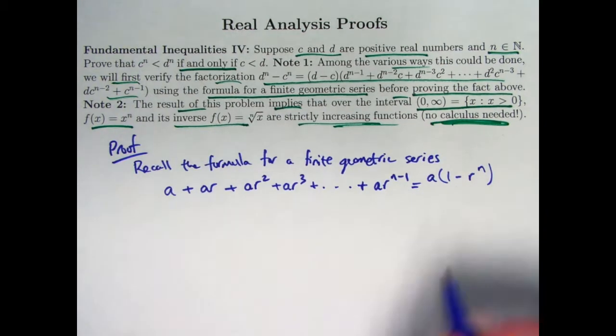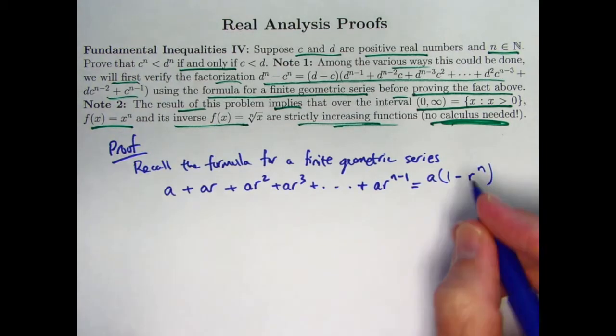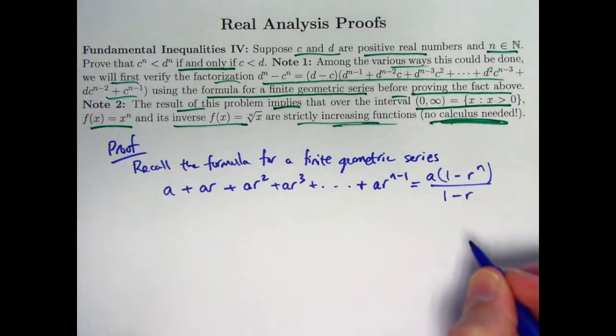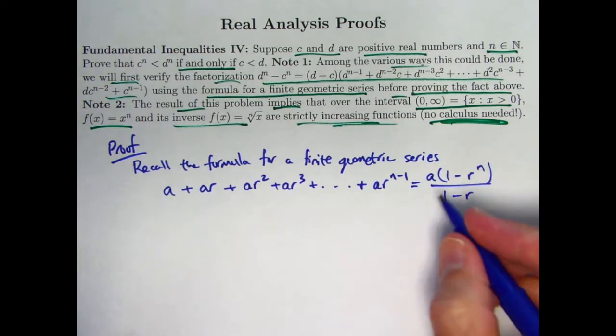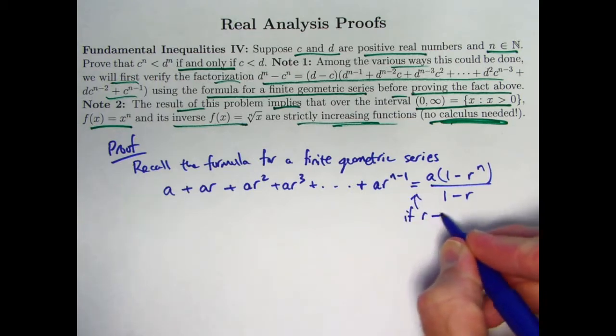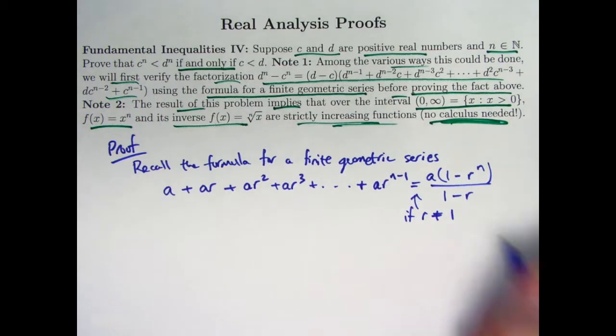If I had made my last term a times r to the n, then this would be an n plus 1 here, because I would have n plus 1 terms. And this is all divided by 1 minus r, and I hope it's clear to you that this is true. Well, you would hope this is true as long as r is not 1. Okay, and if r is 1, then there's a different formula. You don't want to divide by 0 here.